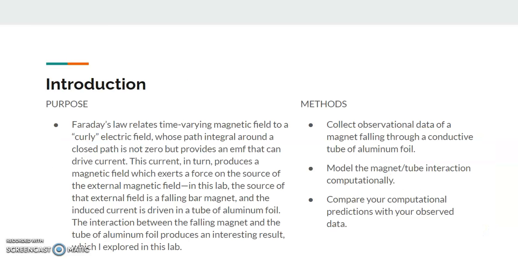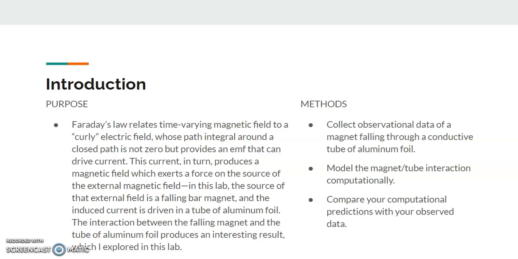Faraday's law relates a time-varying magnetic field to a curly electric field, whose path integral around a closed path is not zero but provides an EMF that can drive current. This current, in turn, produces a magnetic field which exerts a force on the source of the external magnetic field. In this lab, the source of that external field is a falling bar magnet, and the induced current is driven in a tube of aluminum foil.